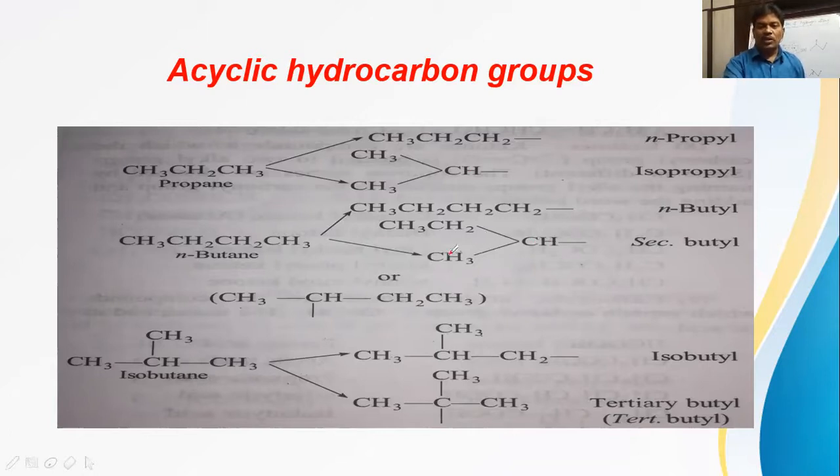The same structure can also be written this way. We have removed hydrogen from one CH2. From this CH2 we removed hydrogen and we got the free bond here. So this is also secondary butyl. Why can we not say this one is isobutyl? At any end, there is no isopropyl group of this type. This type of isopropyl group is not present here at any end. So it is called simply secondary butyl.